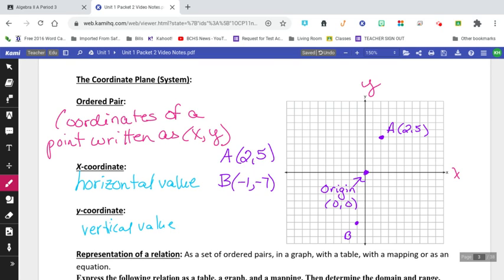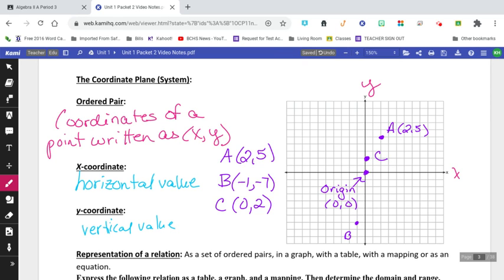What if we had something like C, which is (0, 2)? Now, here's where it's really important to remember what a coordinate pair is. The 0 is your x value. That means you are not moving left or right any way. You're staying where you are. The 2 is your y value, so that means we're moving up 2.